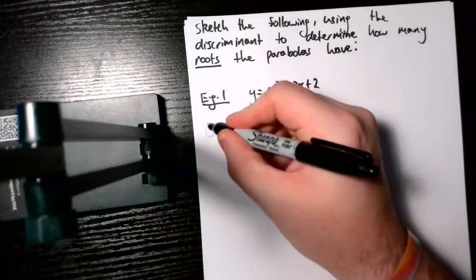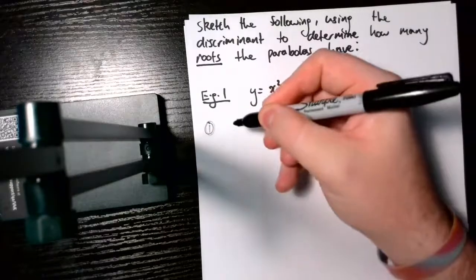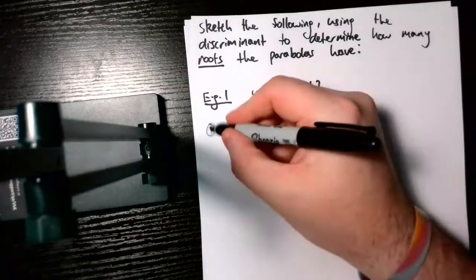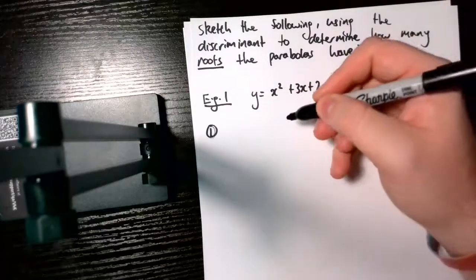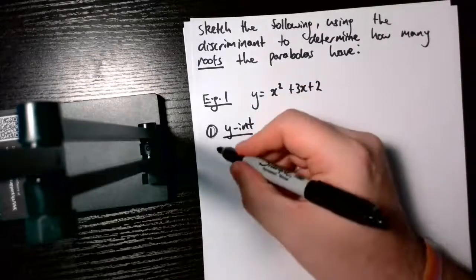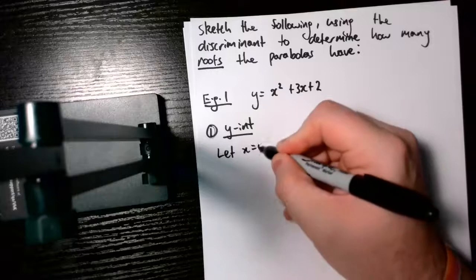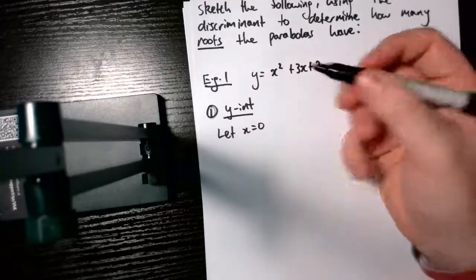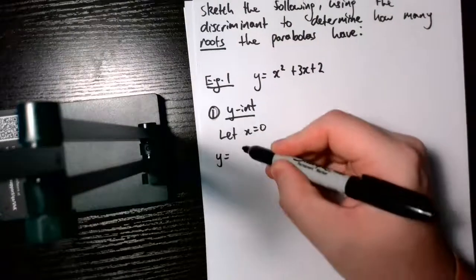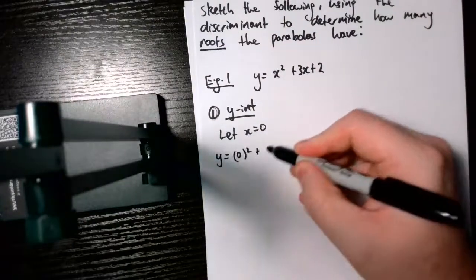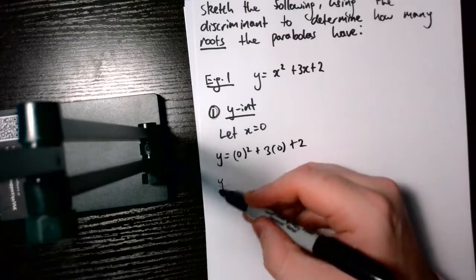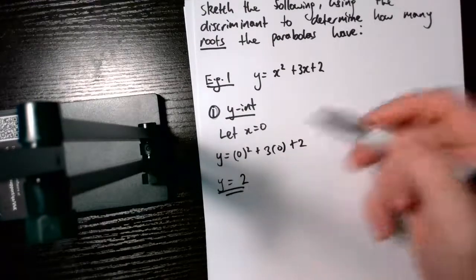So step one, my apologies, my text has decided to die on me, just 1 second. The first step that I decide to do is find the y-intercept. To find the y-intercept, which I'll shorten to y-int, we let x equal 0, the same as what we normally do. That's where we sub zero into this equation. So we end up with y equals 0 squared plus 3 times 0 plus 2, which simplifies down to give us y equals 2 being our y-intercept.